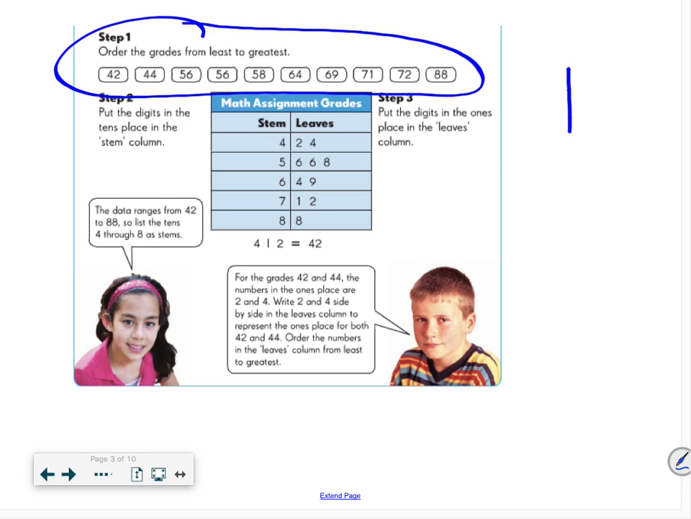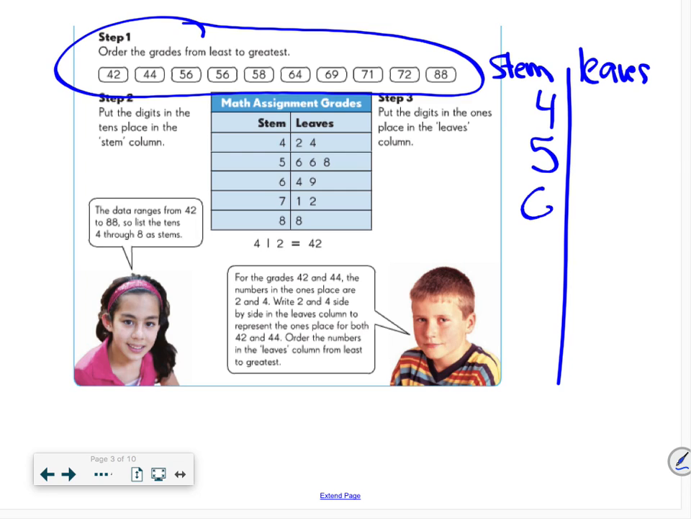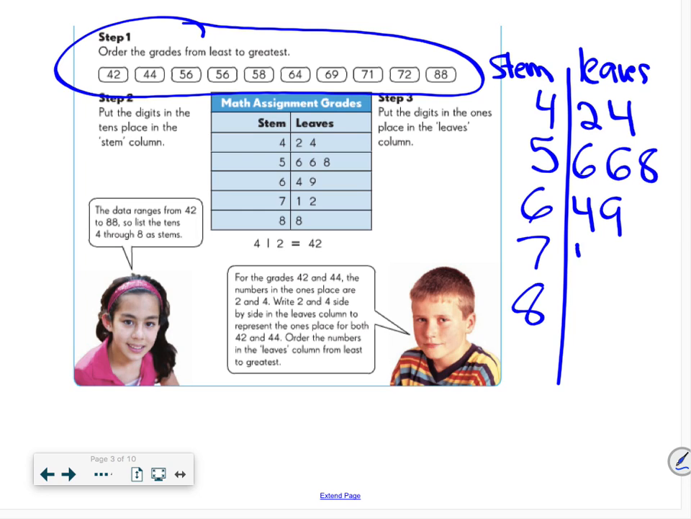Remember, if this was my line, this side is stems, and this side are the leaves. The stems are always the numbers in the tens place. So I have numbers in the 40s, the 50s, the 60s, the 70s, and the 80s. Then the leaves are the actual ones digits. So I have 42, and I have 44. I have 56, 56, 58, 64, 69, 71, 72, and 88.